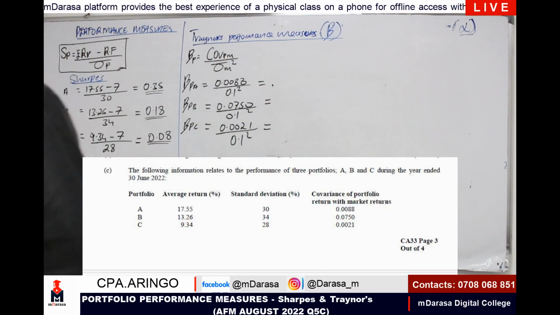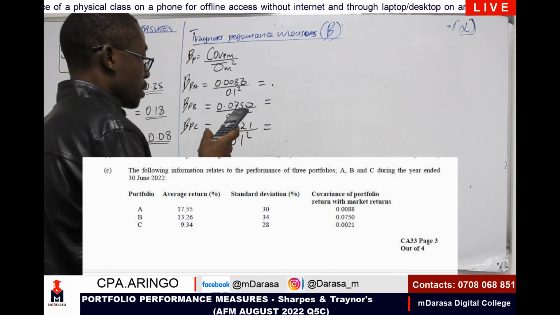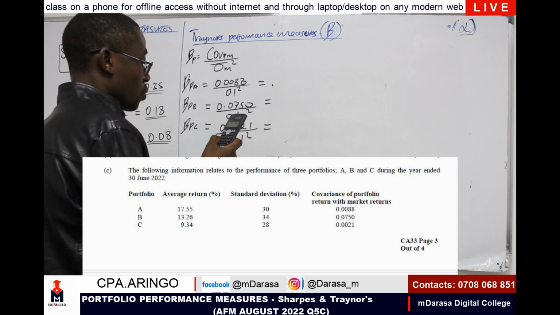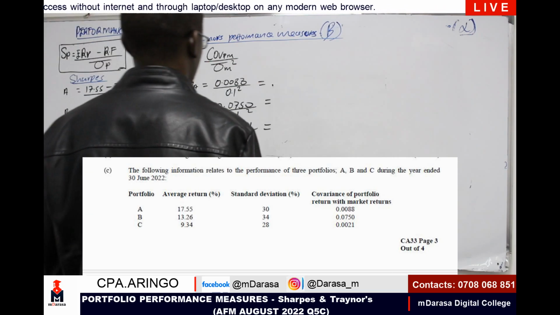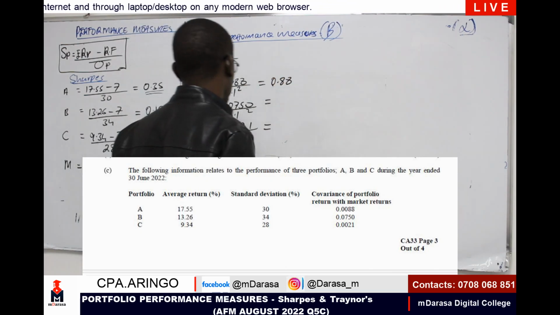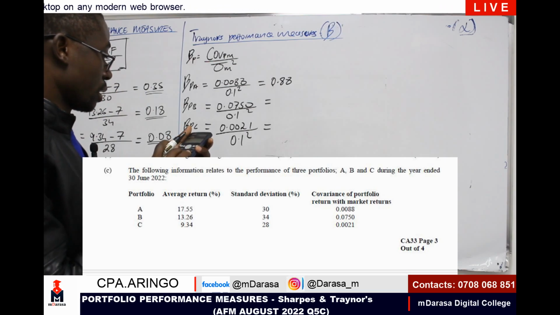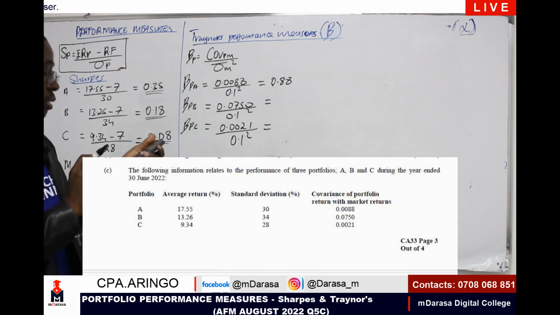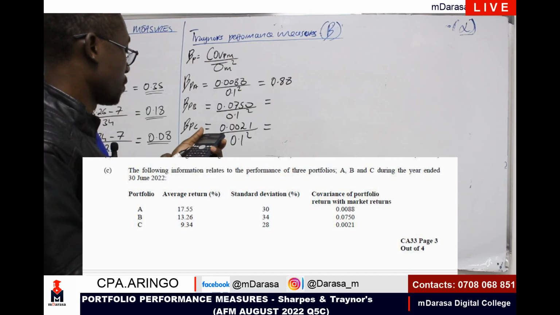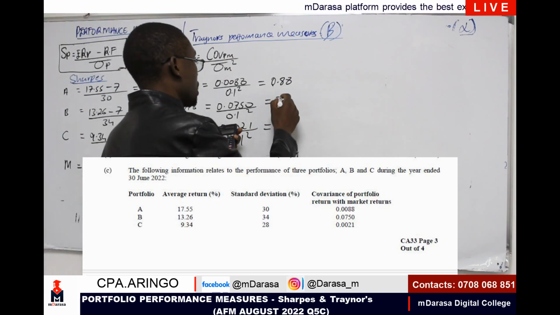That should give us our beta. You pick your calculator, and you'll find that it is as simple as that, no need of struggling that much. 0.0088 we divide by 0.1 squared, and therefore I can clearly see I'm getting 0.88, right? The other one: 0.0750 divided by 0.1 squared gives us 7.5.